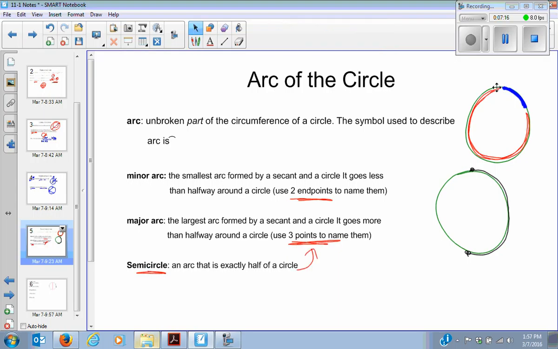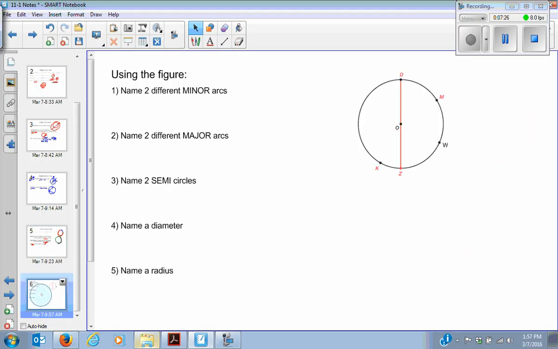So we're going to have some practice naming some arcs. This is probably one of the newest things. These arcs and chords are going to be the newest thing for you to understand, so make sure you go over those a couple of times.